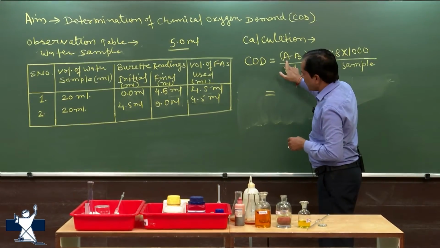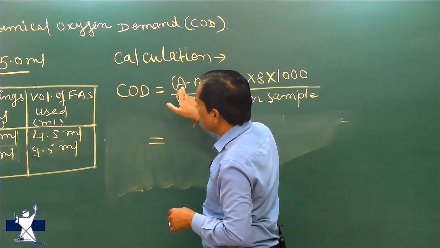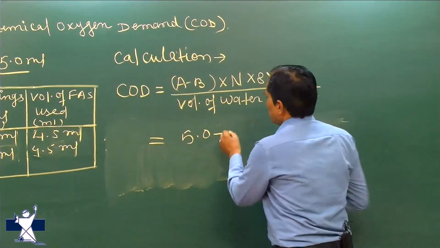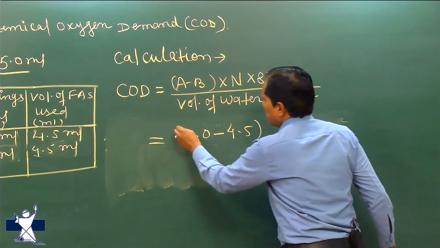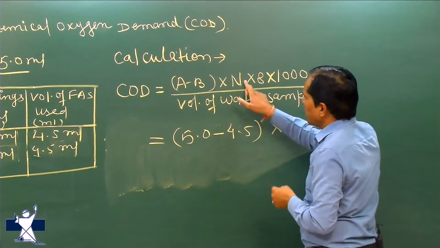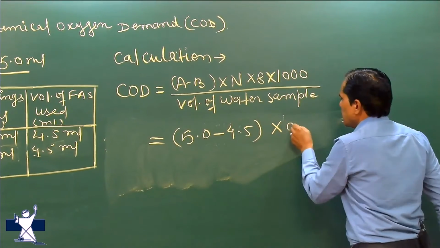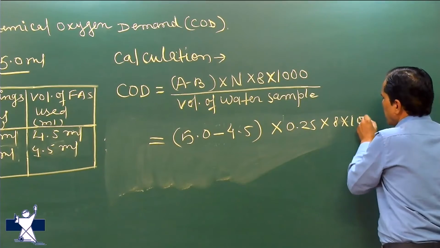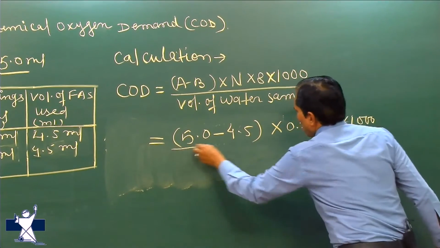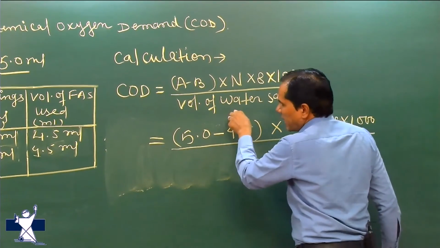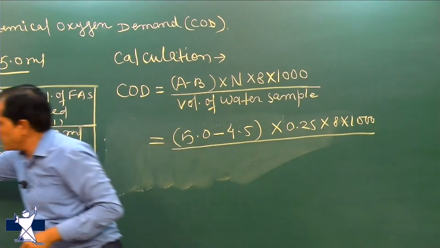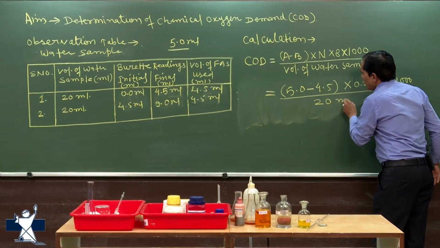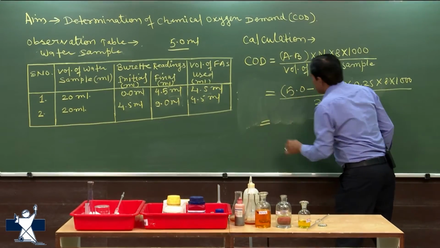for value A, for the blank solution, 5.0 minus 4.5, into the normality of ferrous ammonium sulfate solution, which is 0.25, into 8 into 1000, upon water sample taken in the pipette. You can see the volume of water sample is 20 ml, and I am calculating this.